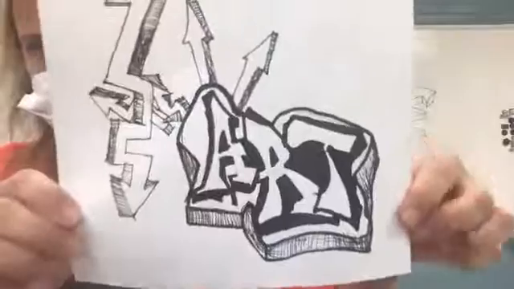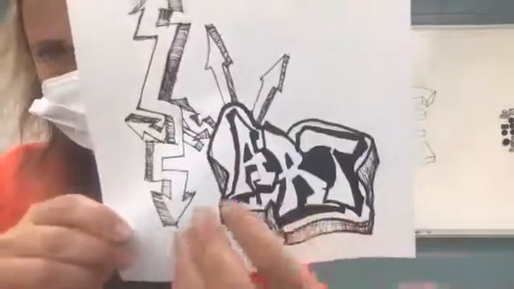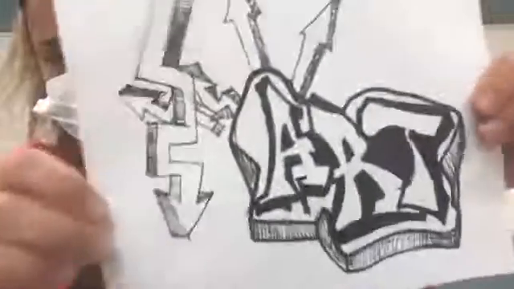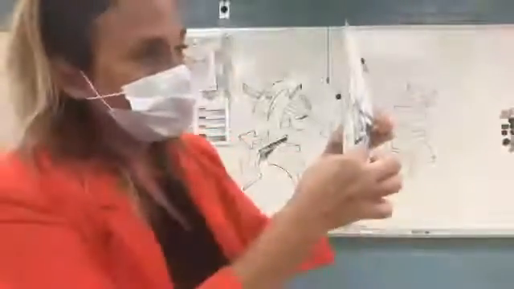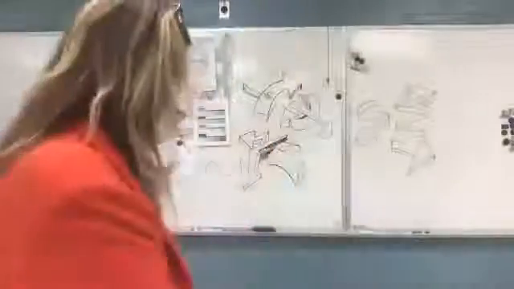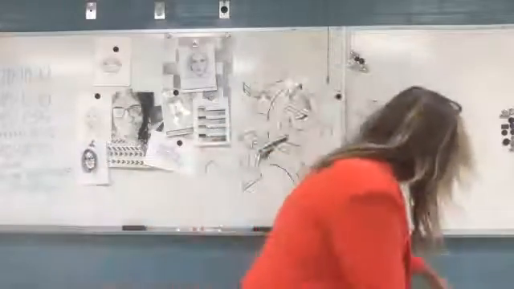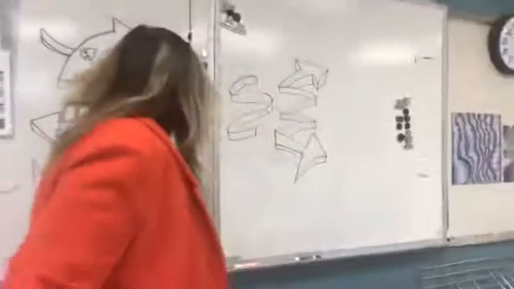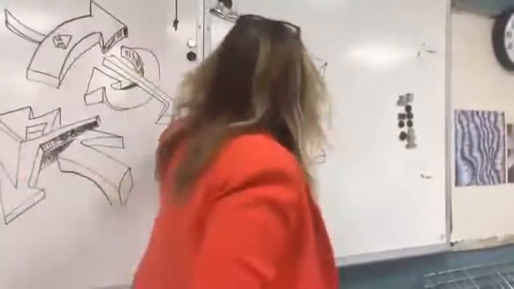I'm writing art kind of in a graffiti font, and then I'm going to do this thing with the arrows. And in this one, you can tell I used the hatching lines instead of shading, or you could do a combination of both. And then today I was showing on the board how to draw. They're very, very simple. I'm going to erase.